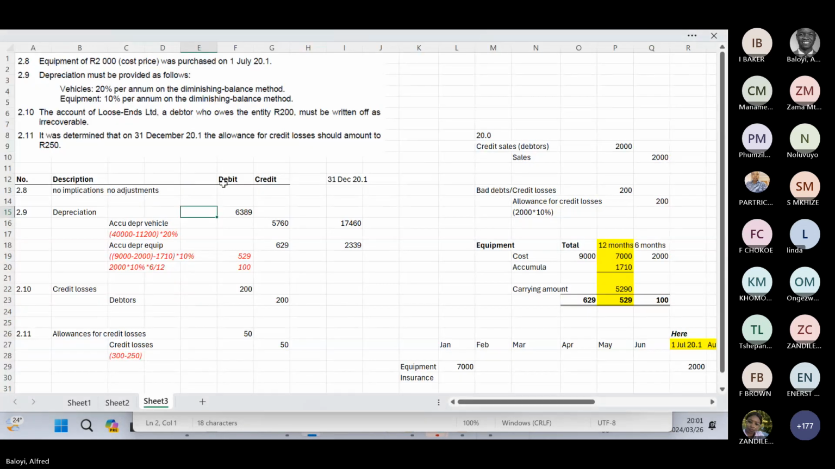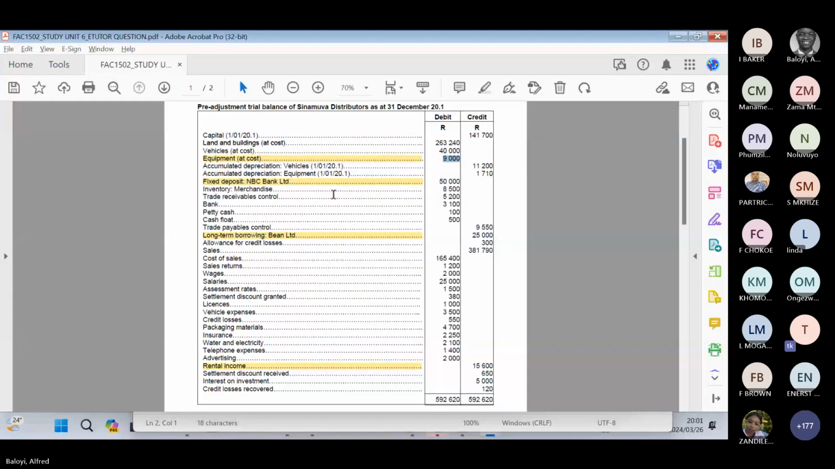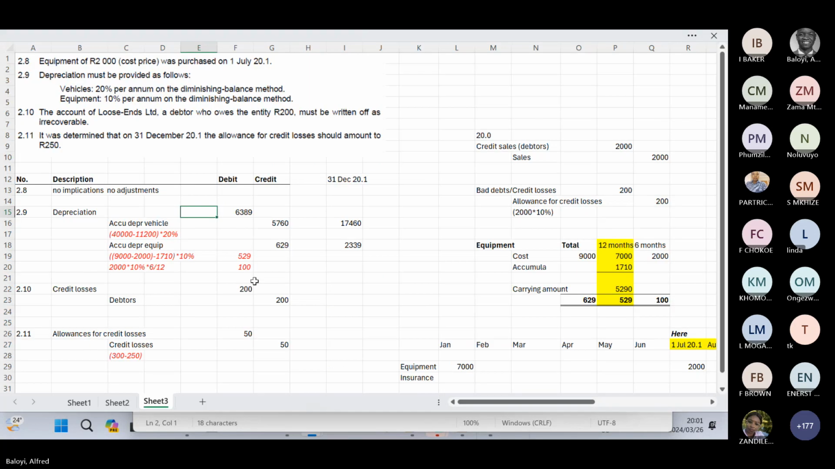I just wanted to ask about allowance for credit losses because you said that it's like the credit losses we expect for the financial period, right? Yes. So why do we credit? Why is it on the trial balance on the credit side? Is it a liability or how would you classify it?